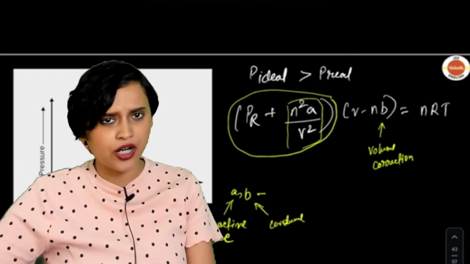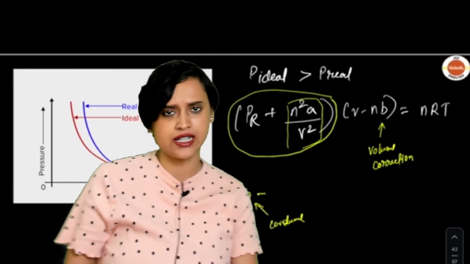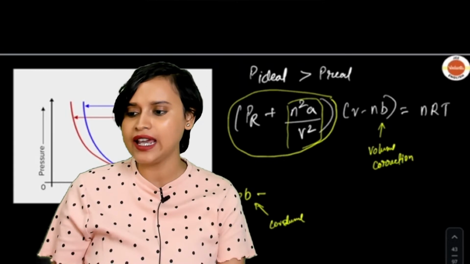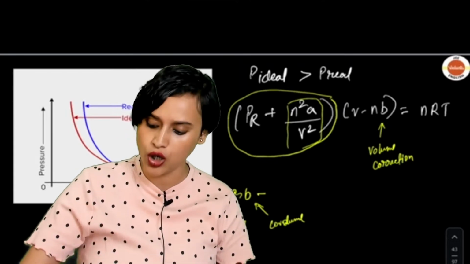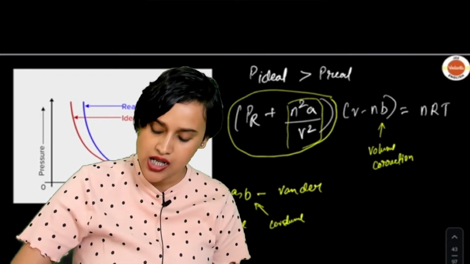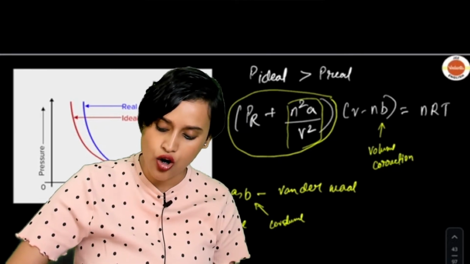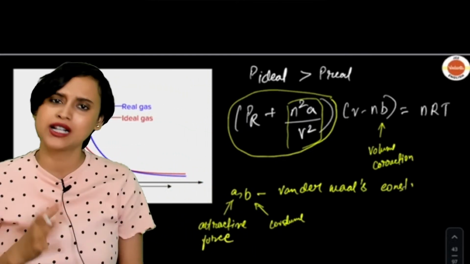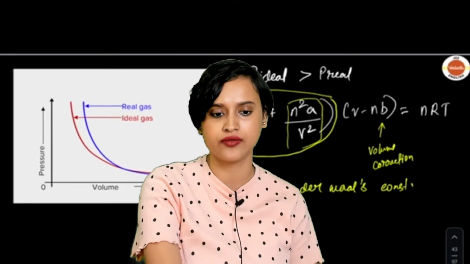You don't have to ask about all of these things. You don't have to learn about all of these things. Nobody will ask you in JEE. Just know that this a and b are actually, you know what? These are van der Waals constants. Okay, these are van der Waals constants. He gave this constant. He's like, you know what? Let's just add all of these. Okay, let's just add all of these.